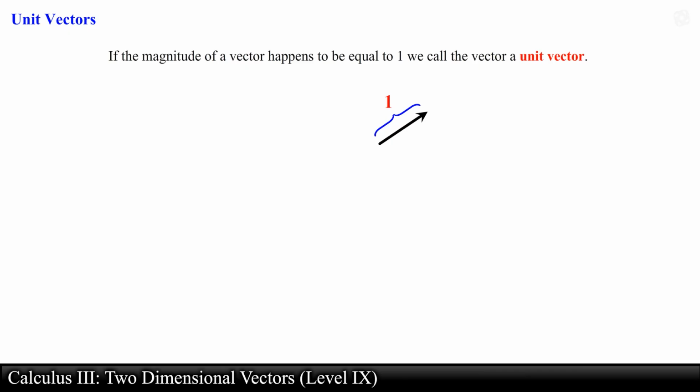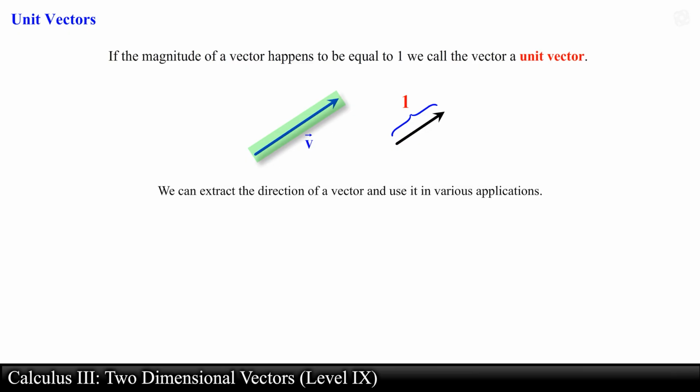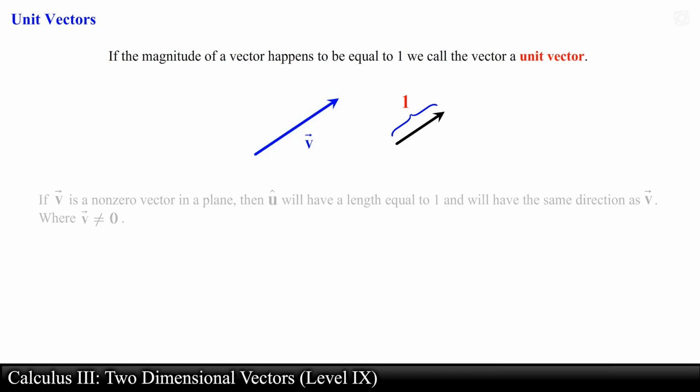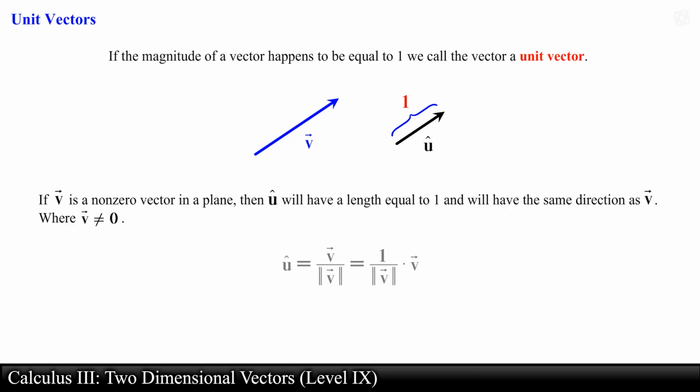In many applications involving vectors, it is very useful to find a unit vector that has the same direction as a given vector. This way, we can extract the direction of a vector and use it in various applications. If vector v is a non-zero vector in a plane, then vector u can be found by taking vector v and dividing it by the magnitude of vector v. This new vector u will have a length equal to 1, and will have the same direction as vector v, as long as vector v does not equal 0.